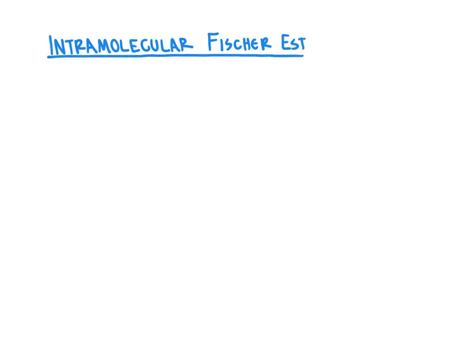So the term intra that we see here is referring to the two functional groups that are reacting, that is, the alcohol and the carboxylic acid are parts of the same molecule, in contrast to the example we saw just a couple minutes ago, which we would describe as an intermolecular Fischer esterification, where the two molecules are coming together from two separate sources and joining together in this Fischer esterification. Here, the two starting functional groups are present in the same compound.